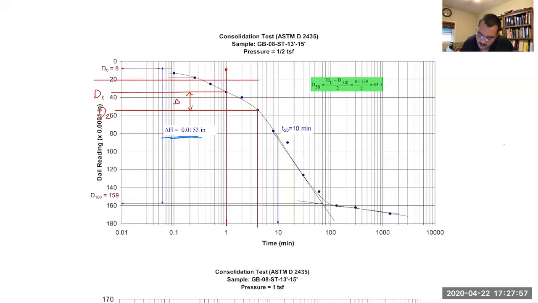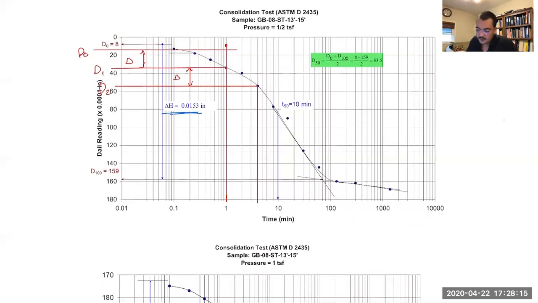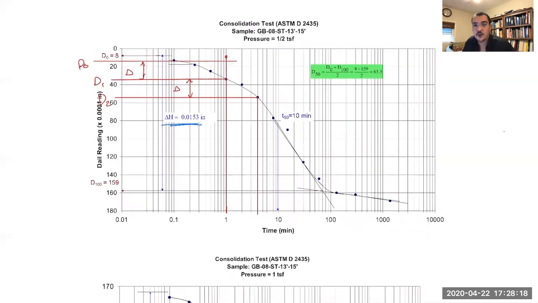Okay, and this is delta. And we'll call this D naught. Now we have a value for D naught, and the reason why we want D naught is because we want to calculate D50. And D50 is just a weighted average. Now, the way you get the D100 is you find the straight region from this primary consolidation part.